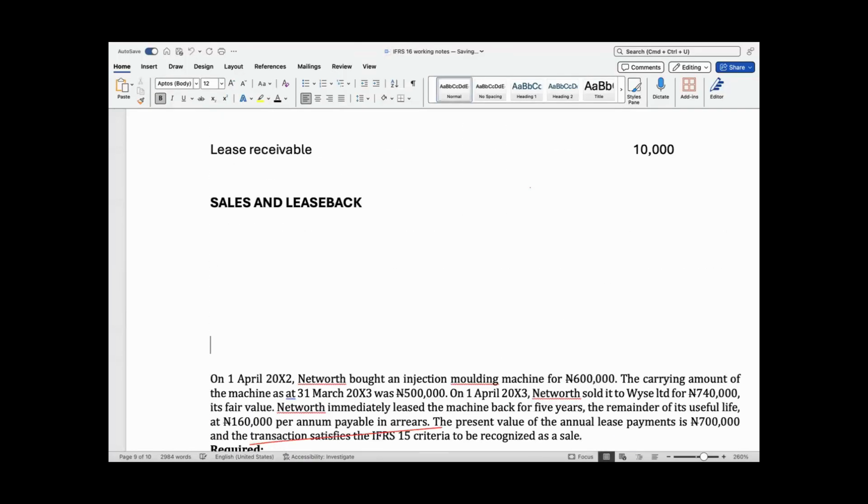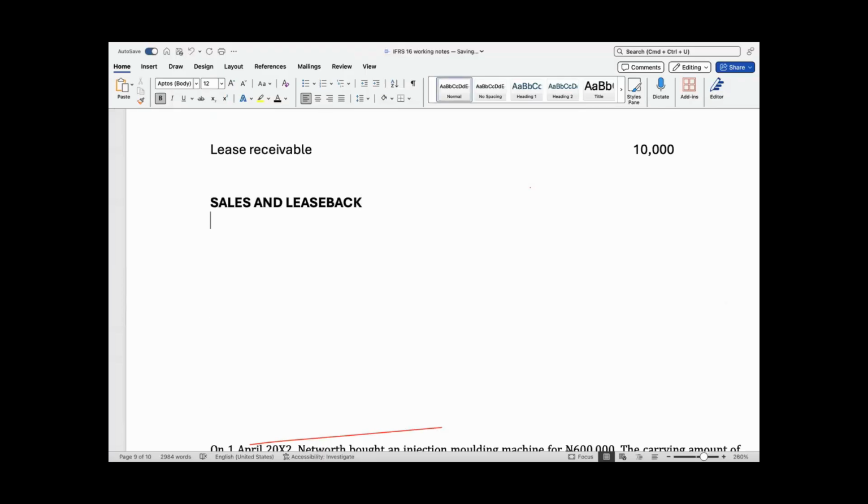Now, the last part of leases is sales and leaseback. This is very similar to repurchase arrangement, just that this one is now very specific. We now know that we are leasing back. So two things are clear here. There is a sale and the seller wants to lease back the asset. Fine, it's okay.